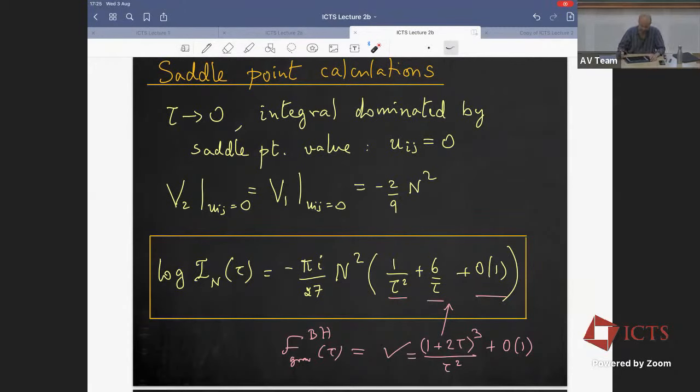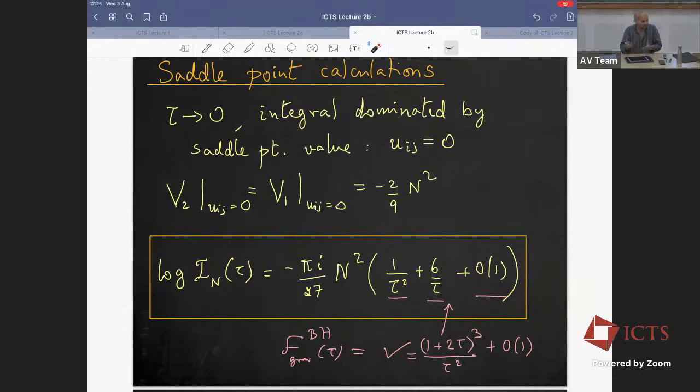But now notice that this function is a beautiful function. It's a very simple polynomial function. Just take n goes to infinity. So that's why it works. It's not even a finite n problem. The only n dependence arises here at small tau. Remember, this is an asymptotic expansion in tau.